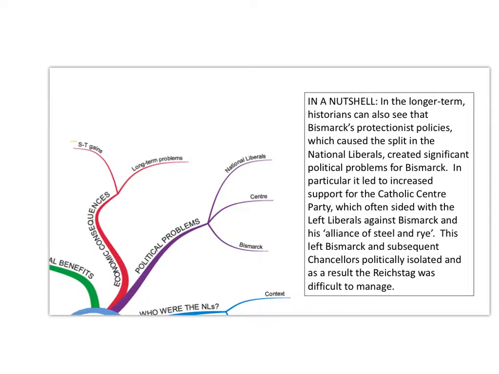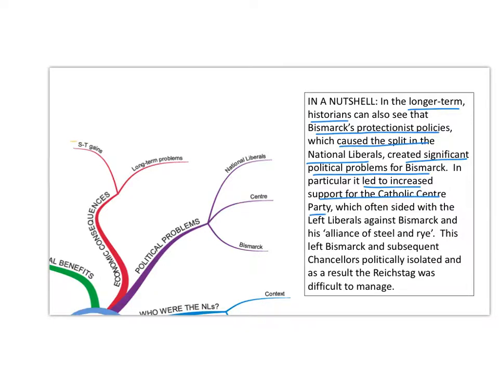And then that had a knock-on political impact, in a nutshell. So in the longer term, we as historians, that's you, okay, can see that Bismarck's protectionist policies, which caused a split within the National Liberals, did actually create long-term problems for Bismarck. As I say, it led to social fracturing, it led to working class resentment. It also led to increased support for the Catholic Centre Party. Okay.